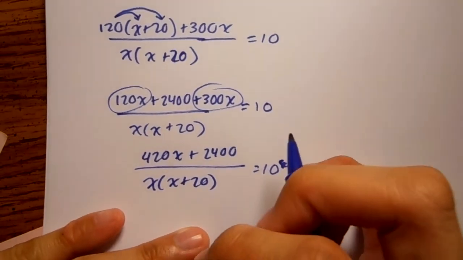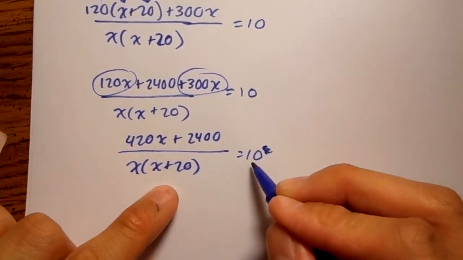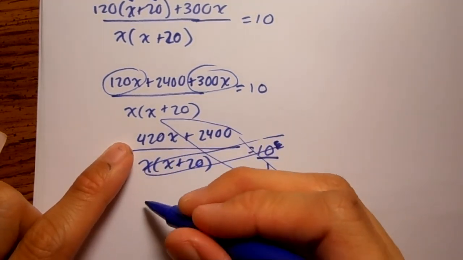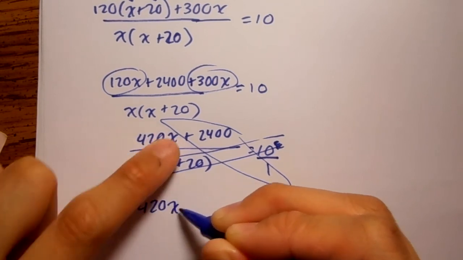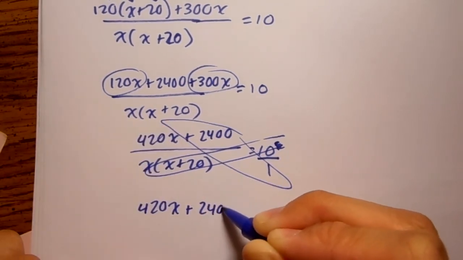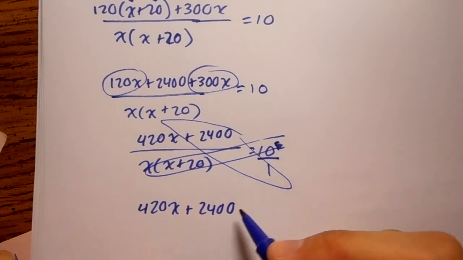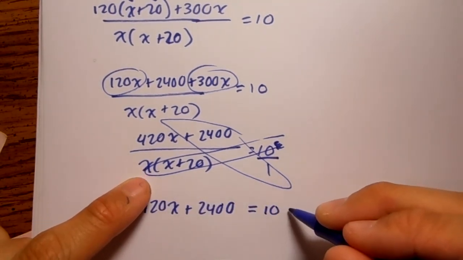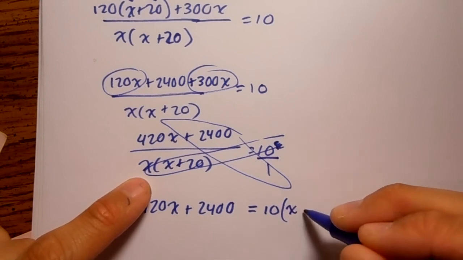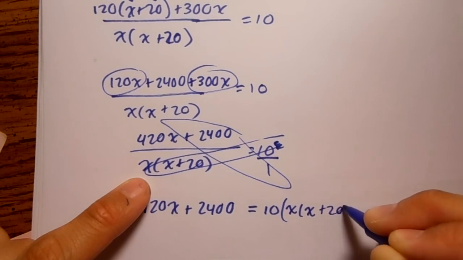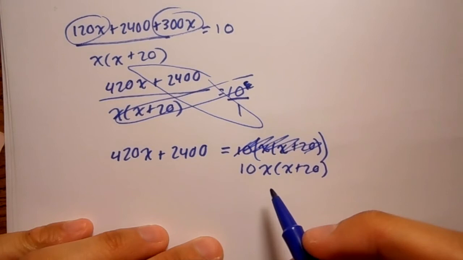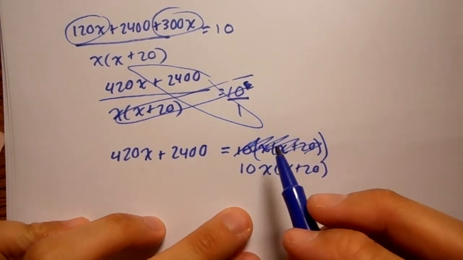So then at this point, I can cross multiply because I have a fraction equal to another fraction. So let's go ahead and cross multiply. So here I have 420x plus 2,400 times 1. Well, that's just that quantity. And so that's equal to 10 times x times x plus 20. So that means on this right side I've got to distribute a 10x.